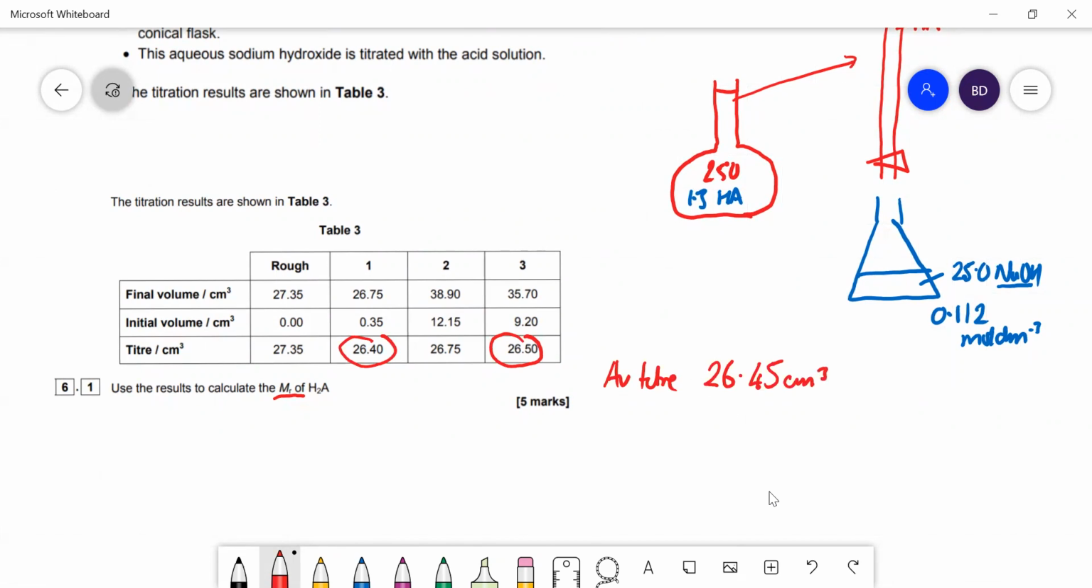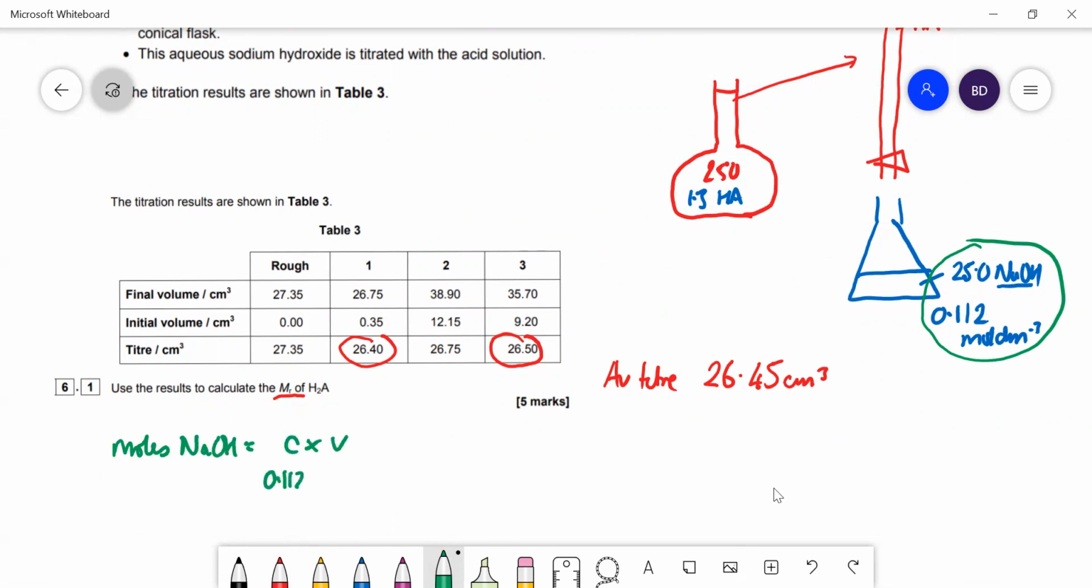Right, so let's go ahead with this calculation. As I said before, we can work out the moles of NaOH because we know the concentration and the volume. So moles of NaOH in this titration is concentration times volume. That's 0.112 moles per decimeter cubed, multiplied by 25 over 1,000, the volume in dm cubed. That gives us 2.8 times 10 to the minus 3 moles of NaOH.